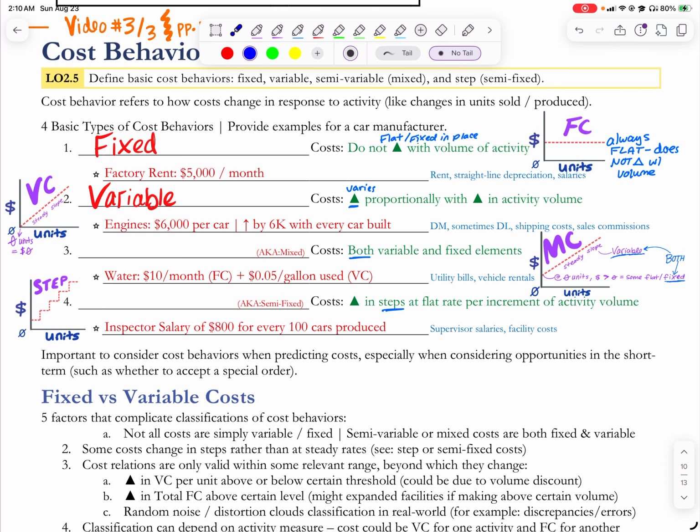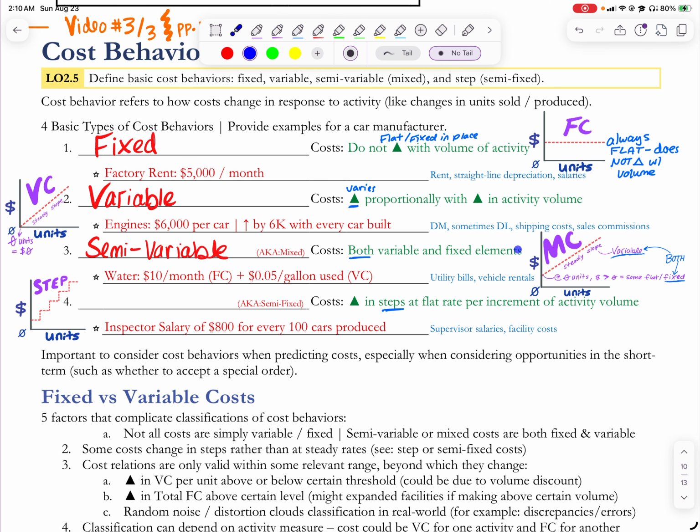Then I've got some kind of cost that has both variable and fixed elements. This is a mixed cost. Your textbook likes to call it a semi-variable cost. So it's got both. It's got a fixed element.